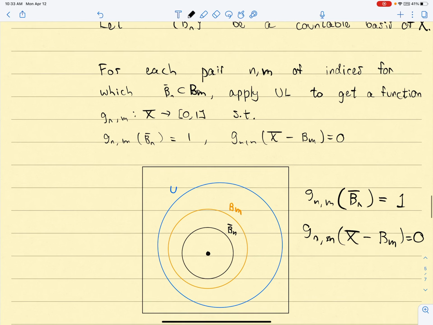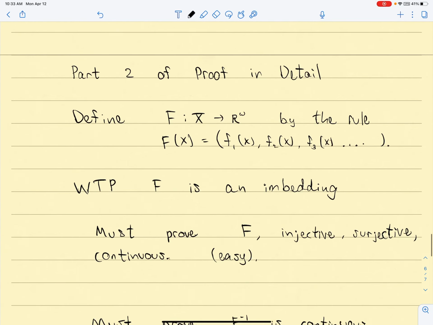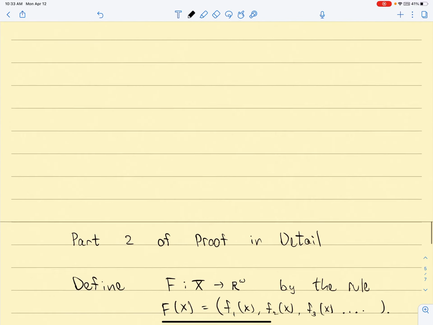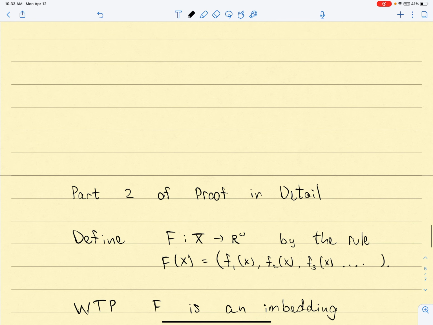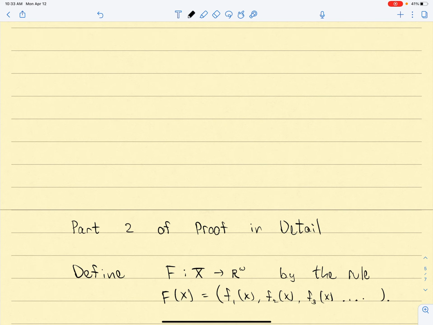Now, in order to prove that F is an embedding, we need to prove that this function F is a homeomorphism onto its image, basically onto the subset of R^ω which F is mapping X onto. So these are all simple things to prove. What do we need to prove, first of all? We need to prove that it is a bijective continuous function. And that is easily provable.